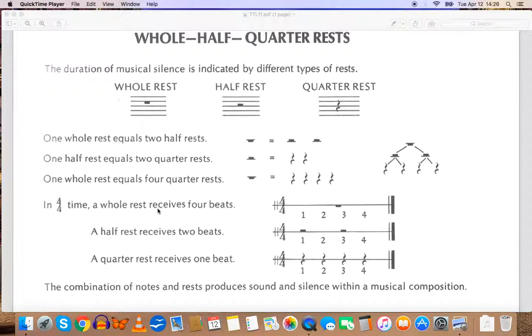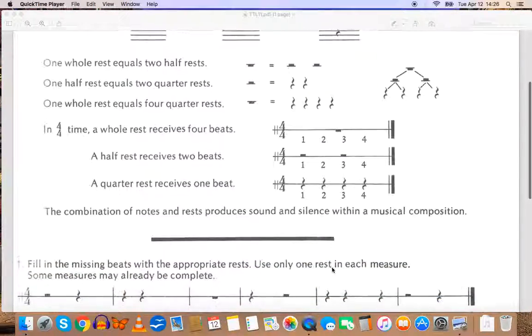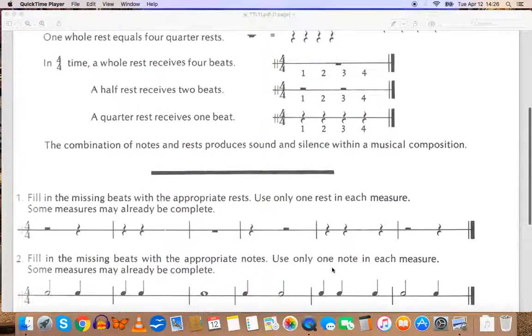In 4/4 time, a whole rest receives 4 beats. Okay, so this is what a whole rest looks like, and this is how long it lasts. Half rest receives 2 beats. Okay, so in the bar of 4/4, you've got 2 half rests to fill the bar with silence. Quarter rest receives 1 beat. Okay, so here's 4 quarters equals a whole bar of silence in 4/4 time.